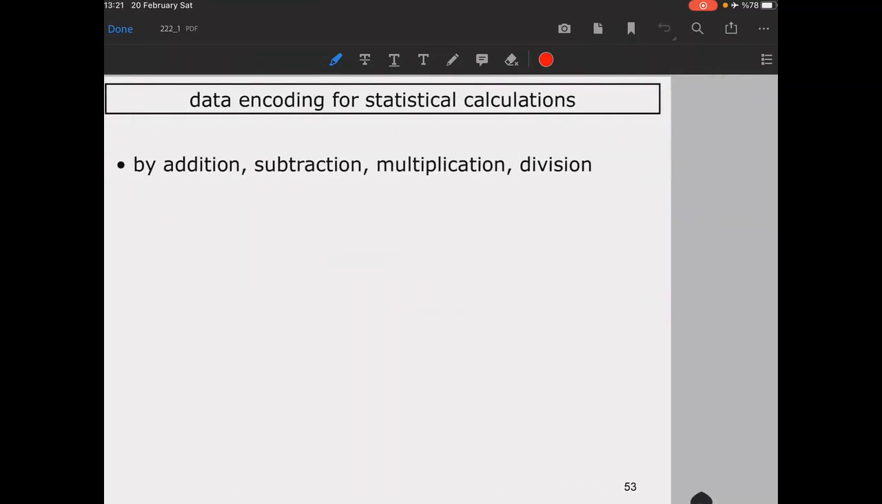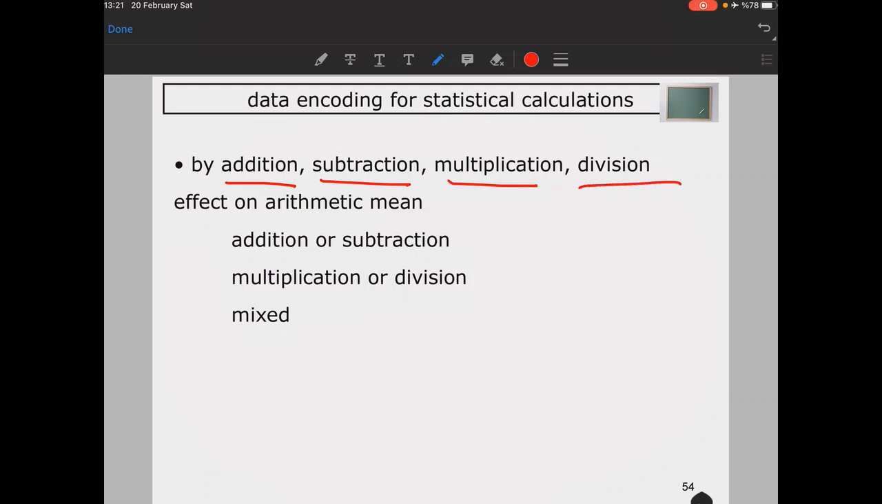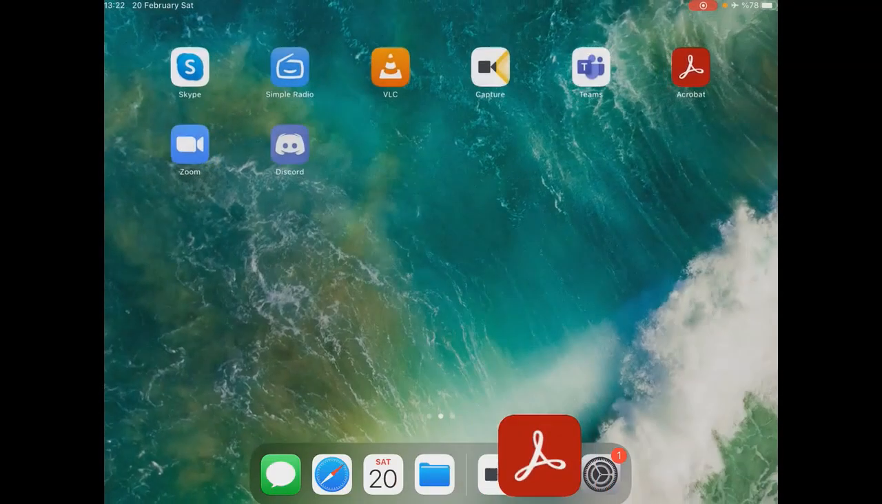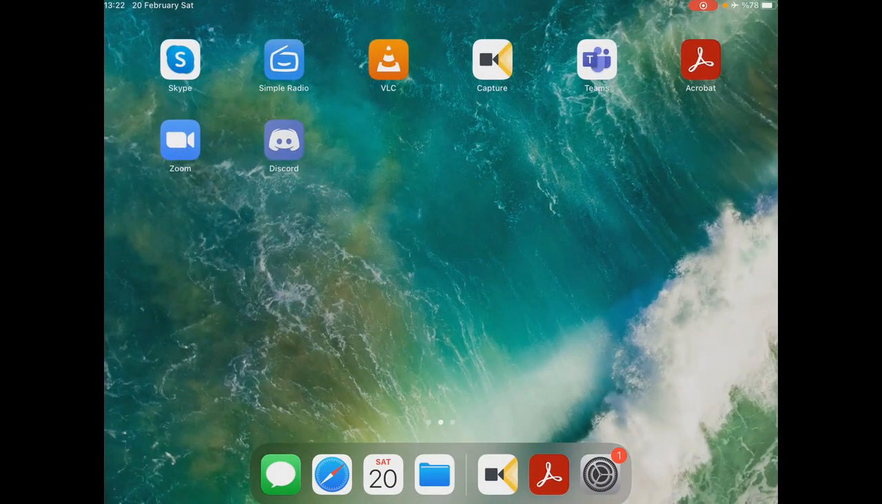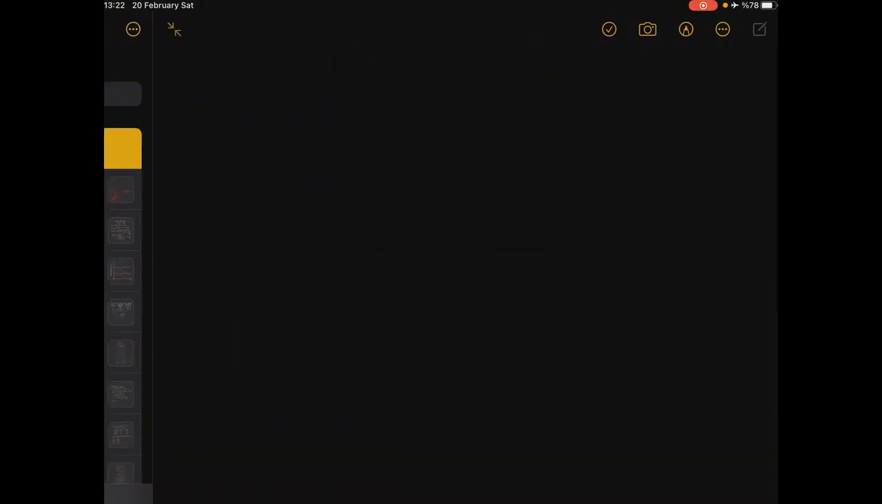We do this data encoding by means of addition, subtraction, multiplication, and division on the data set, on the sample set that we have. And let's take a look at how all of them affect the arithmetic mean. How do they affect the arithmetic mean? Now, if we have a fresh board.